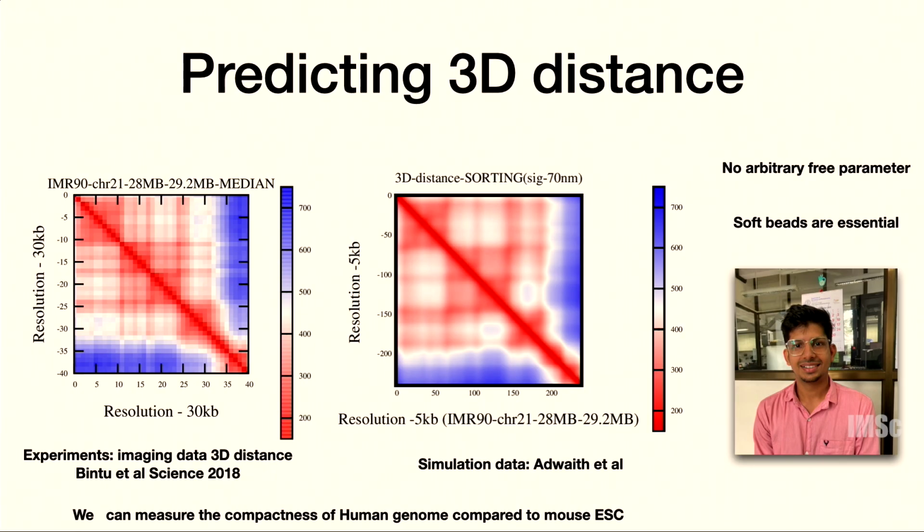So this is the 3D distance that we predict for a human chromosome, and this is the 3D distance measured from microscopy experiments, and they are exactly the same. Note that the scale is exactly the same. It's about 100 nanometers to 700 nanometers, and the color precisely represents those 3D distances. So we can accurately predict the 3D distance for large segments, like 2 megabases, using this coarse-grained model.